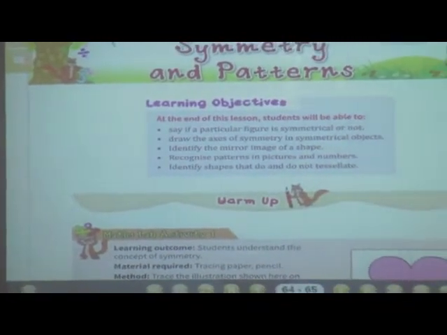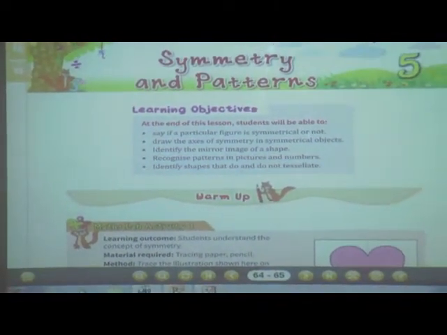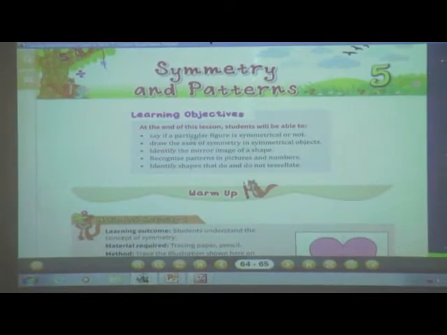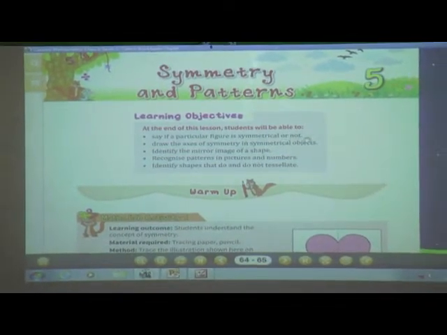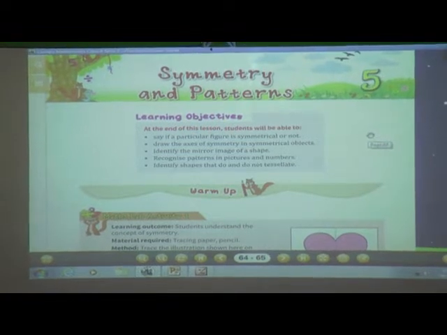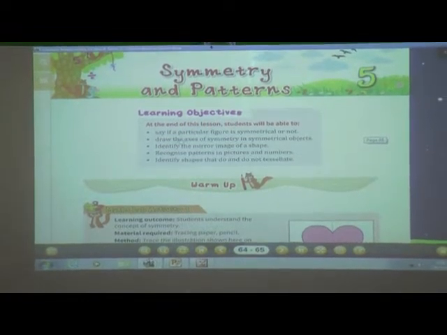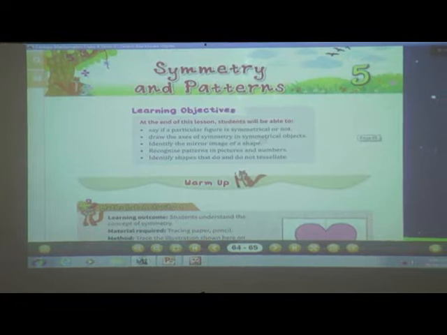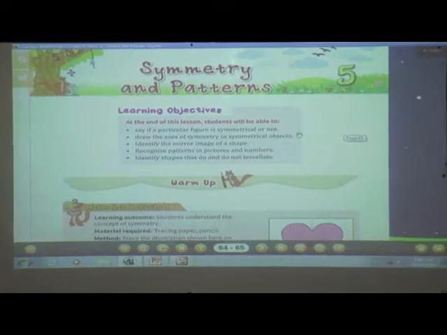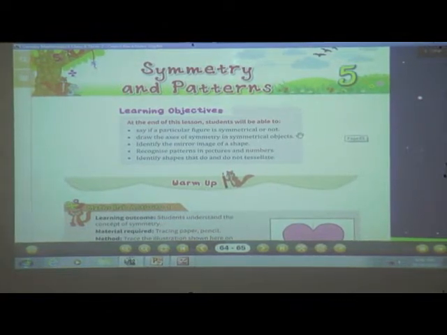Now students, here in this lesson you will learn to say if a particular figure is symmetrical or not. That means you will identify whether the figure is symmetrical or not. Second, draw the axis of symmetry in symmetrical objects. That means you will learn to draw the symmetrical axis.